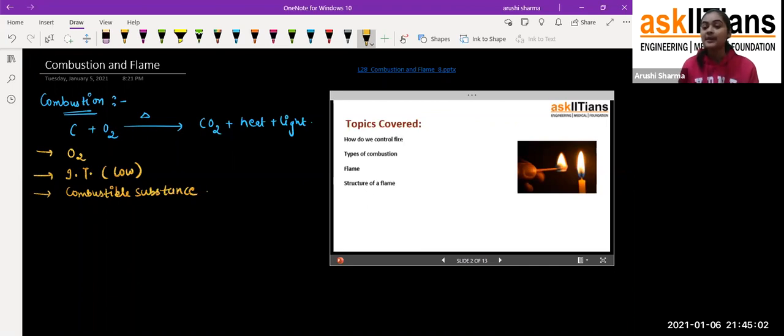And always remember this thing, my dear student, that whenever you observe any fire caused due to an electric short circuit or any electrical appliance, never, never ever use water for that purpose, because water is a good conductor of electricity, and if you use water to control that fire, it won't happen like that.